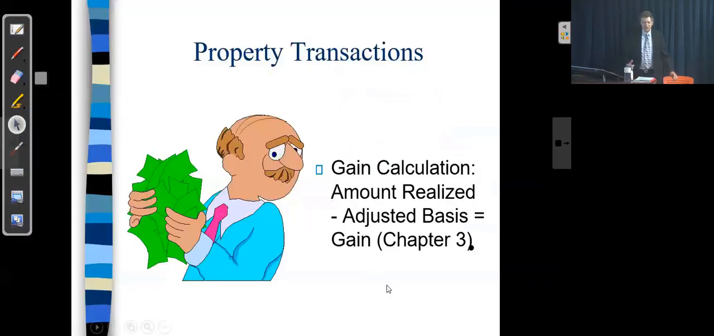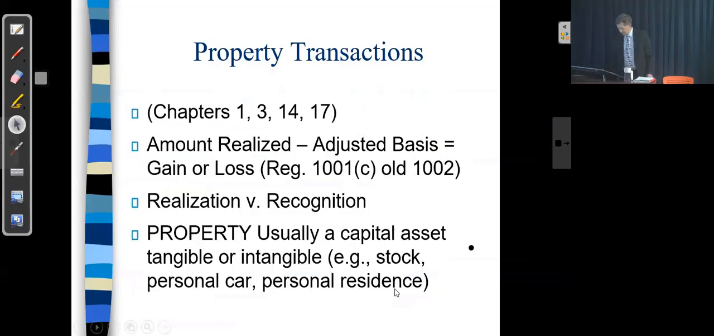Realized minus adjusted basis equals gain or loss. I have this in some old PowerPoint of mine for Chapter 1, but it's really Chapter 3, as I said on this slide, right where we start this course. Realization versus recognition. Realization, there is some trigger, a sale or exchange, as we were talking about when I was overviewing chapters 13 and 14.